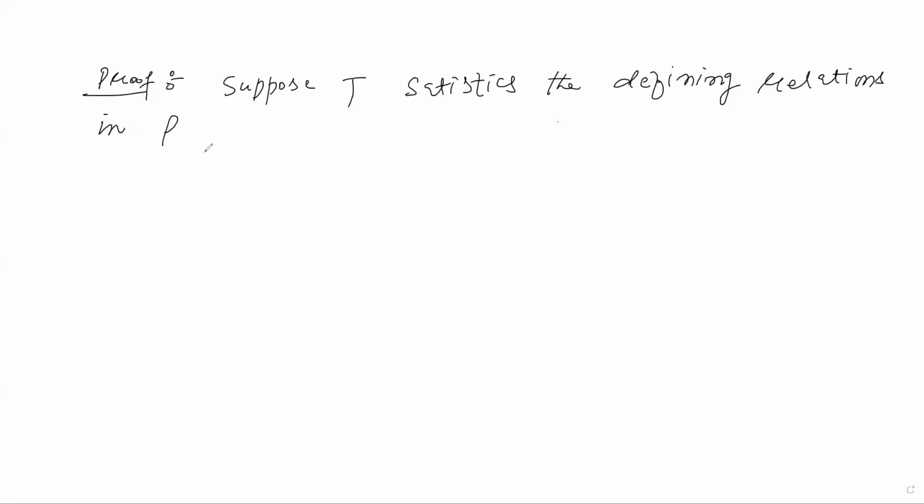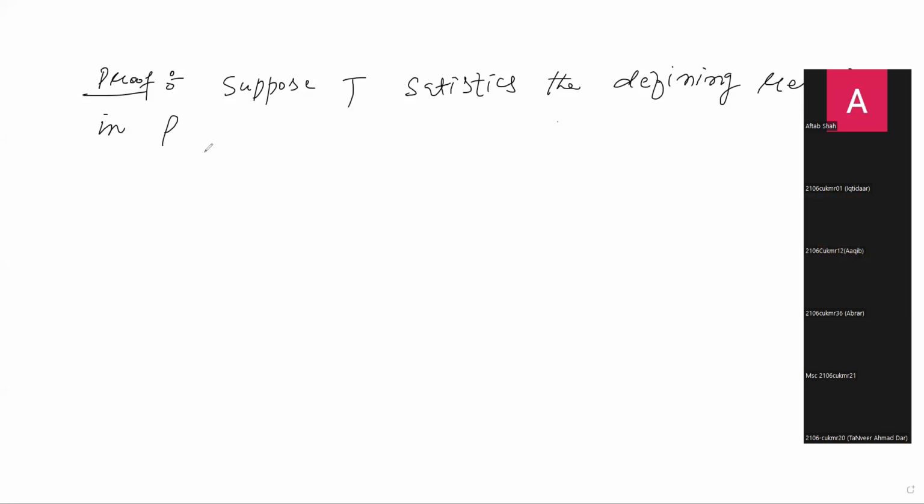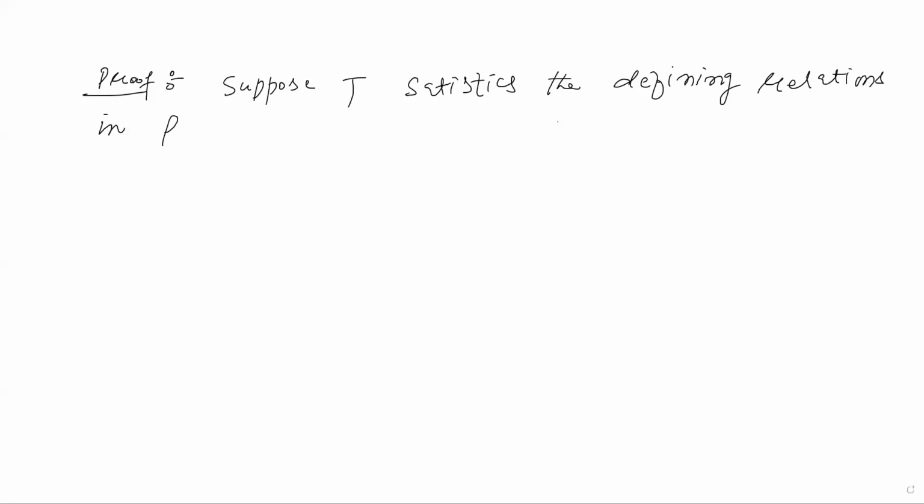Okay, with respect to phi from A to T. Then we have this: rho is a subset of kernel of phi plus.